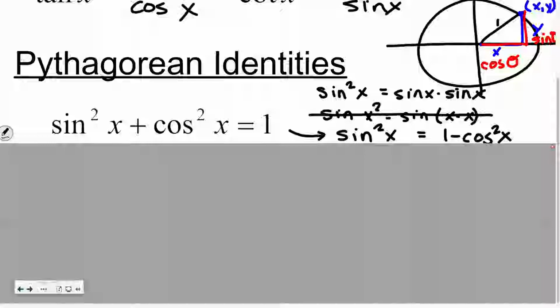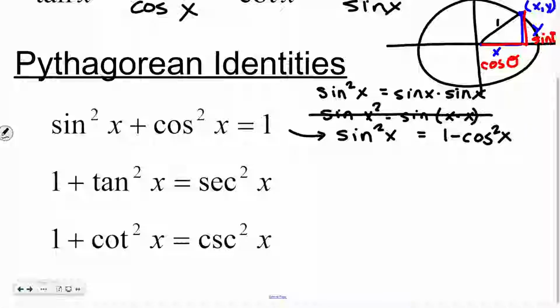And you could write a second one that says cosine squared is equal to 1 minus sine squared. So you're allowed to algebraically manipulate those equations by adding and subtracting from both sides to make it look like what you need. Now there are two other Pythagorean identities.